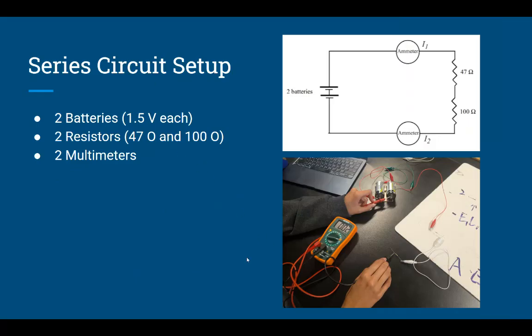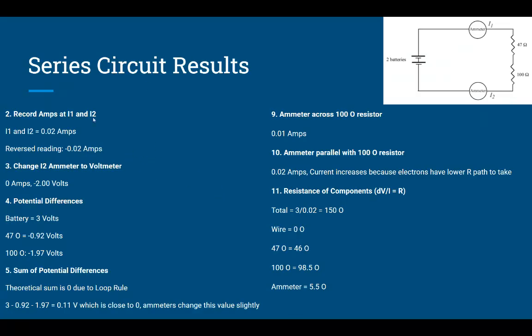So this was our first circuit that we had to make, the series circuit. This is the diagram of it. That's what was in it. So for the results, we found the current in I1 and I2 to be 0.02 amps. And when we reversed the multimeter, we got the negative version of that because we're just measuring it backwards. So when we changed it to voltmeter, we got minus 2 volts and 0 amps because when you use this voltmeter, it breaks the circuit, which means it doesn't close anymore. There is no more current.